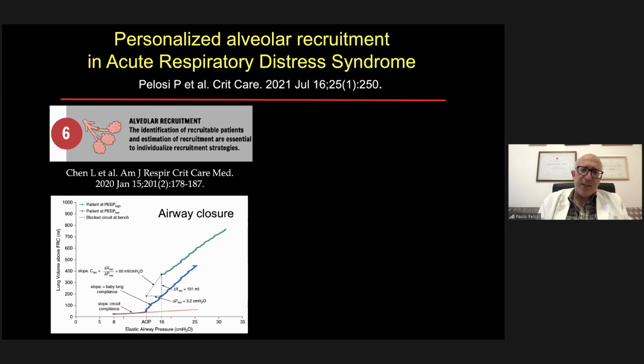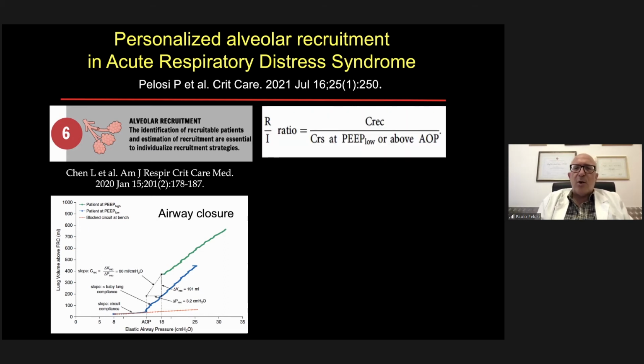There are some patients that may also present some amount of airway closure, and this may also be considered. In this case, as you can see here, the calculation has to be performed above the level of airway opening pressure. So the recruitment-to-inflation ratio may be calculated as the compliance of the recruitable tissue divided by the compliance at the lower PEEP, or above the airway opening pressure.